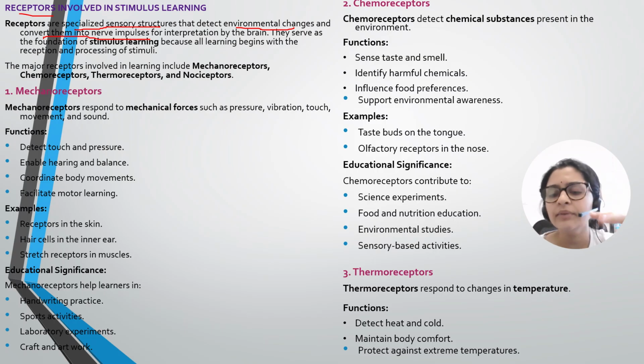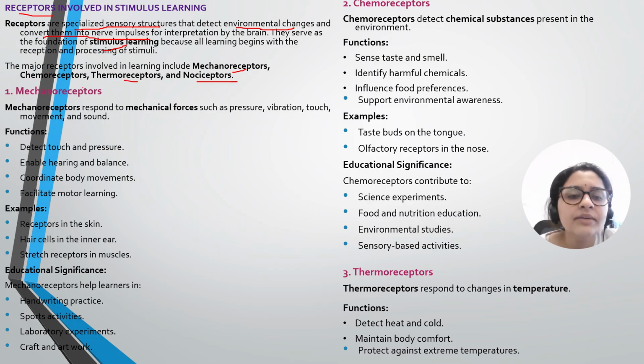So in order for the brain to interpret any sensory information, there should be something to carry it to the brain, no? So what are those that carry this sensory information to the brain? They are nothing but the receptors. So they serve as a foundation of stimulus learning. Without receptors, there is no stimulus learning. Stimulus cannot be carried to the brain without the receptors. Okay, so what are the major receptors? Mechanoreceptors, chemoreceptors, thermoreceptors, and nociceptors.